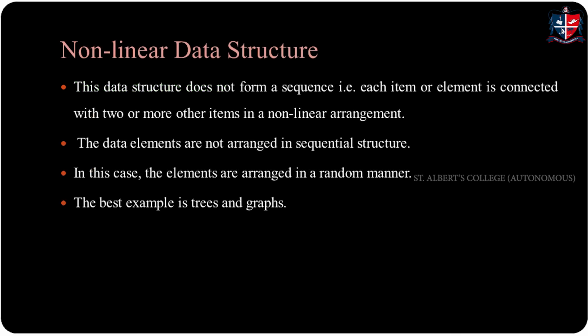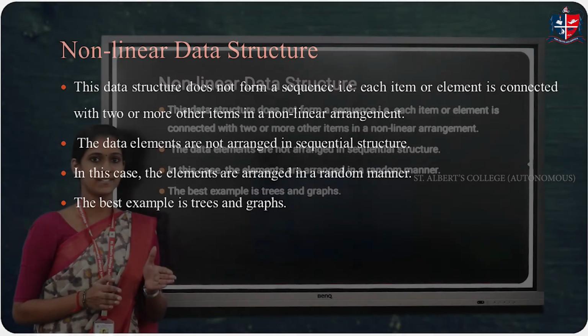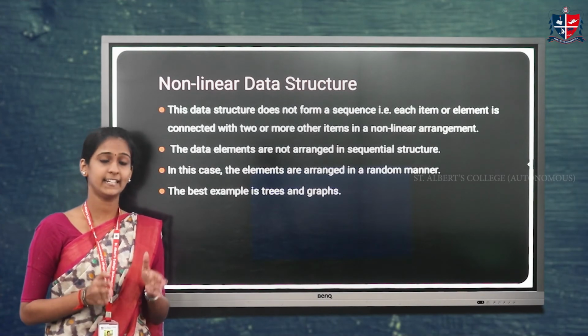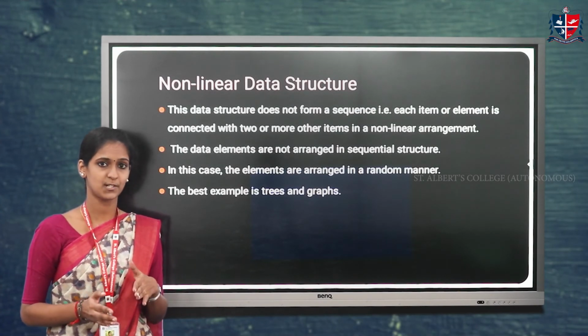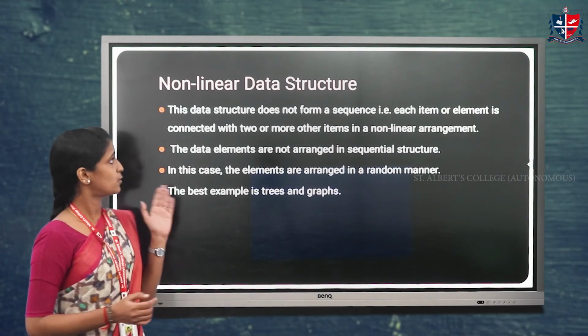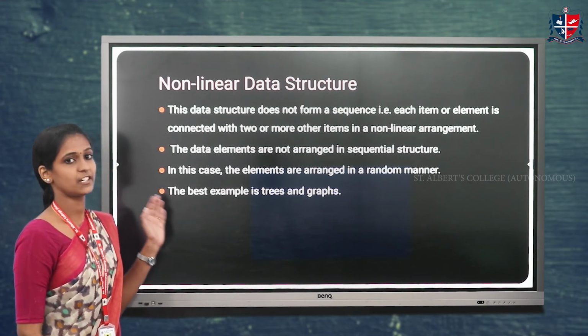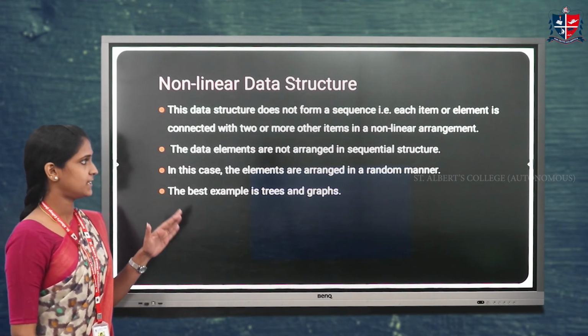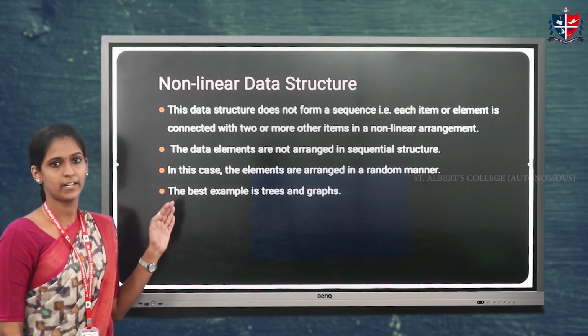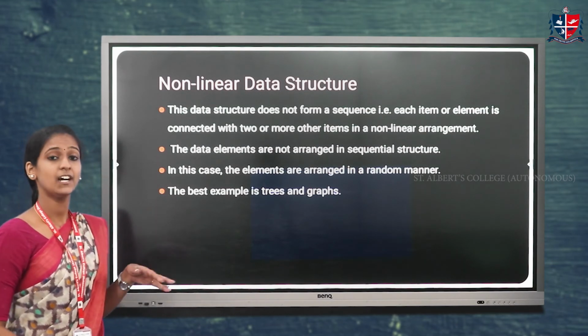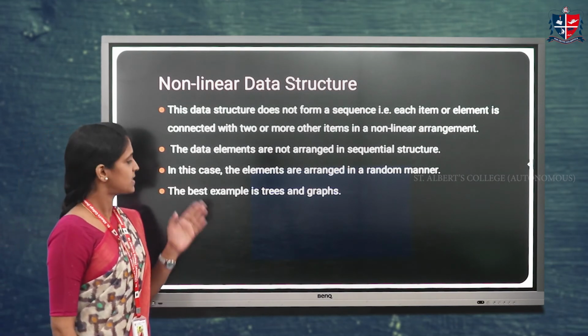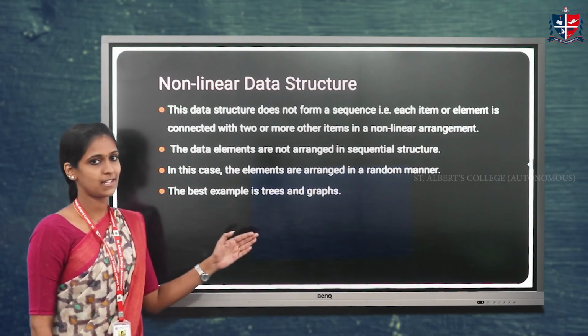Next is the non-linear data structure. We have already seen what linear data structures are. In a linear data structure, the elements are stored in a particular order, whereas in a non-linear data structure there is no such order. That means there is no sequential placement, and the elements are arranged in a random manner. The best examples are trees and graphs.